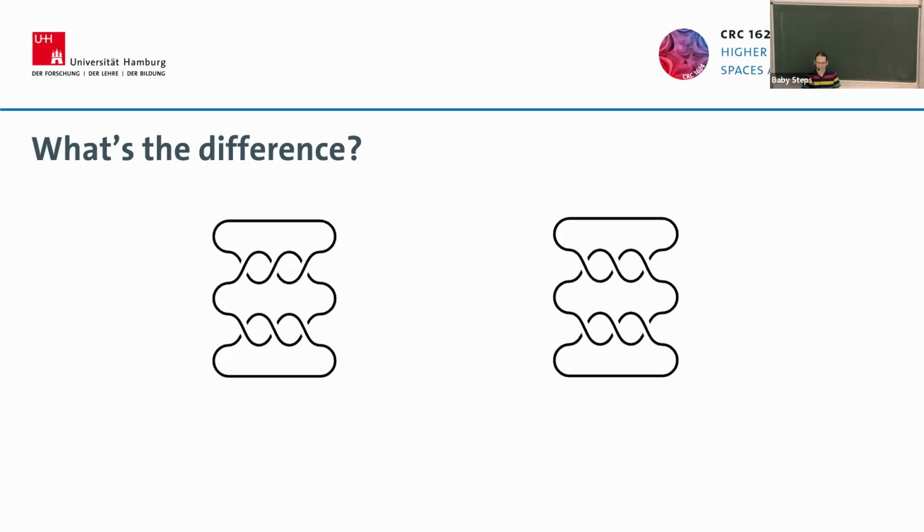I see some nodding, yes, okay. So what's here on the left, we see the so-called reef knot. It's also called the square knot. And on the right, we have the so-called granny knot.